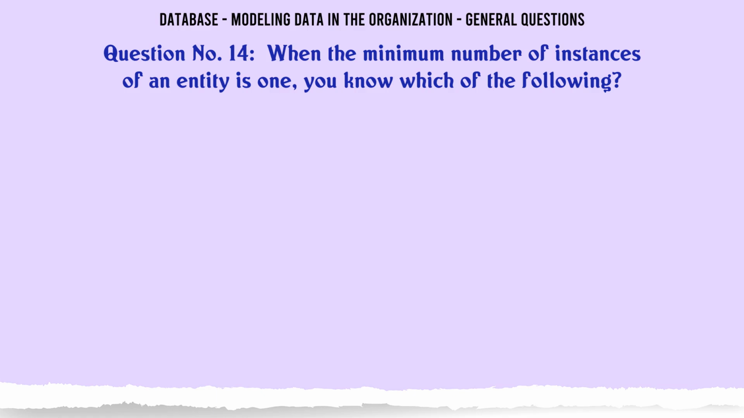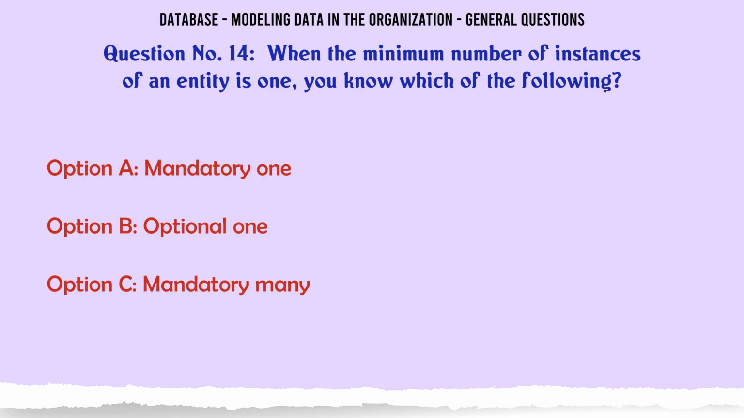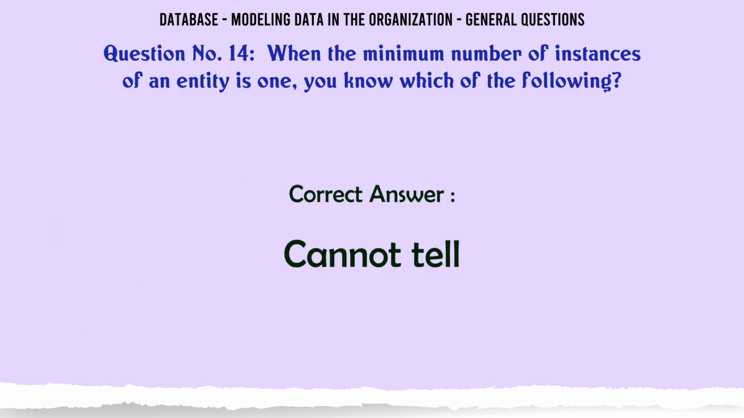When the minimum number of instances of an entity is 1, you know which of the following? A. Mandatory one. B. Optional one. C. Mandatory many. D. Cannot tell. The correct answer is cannot tell.